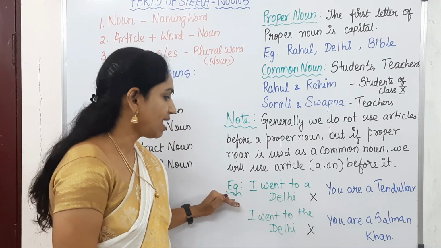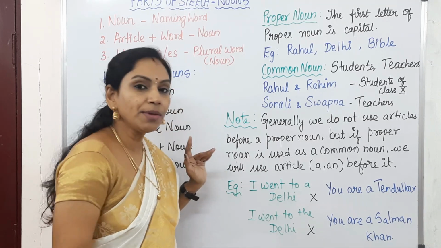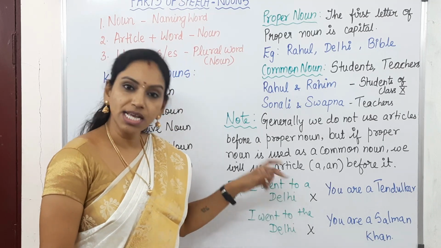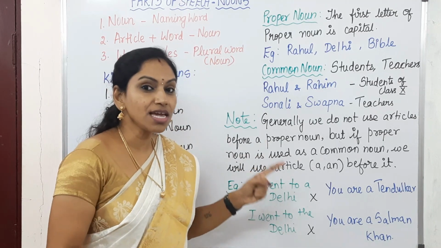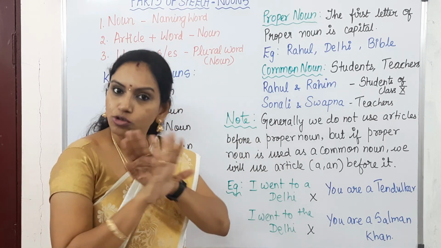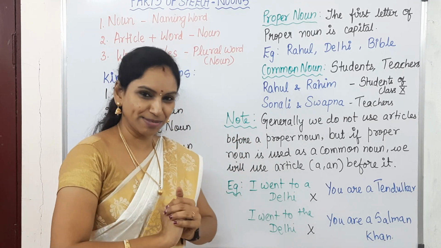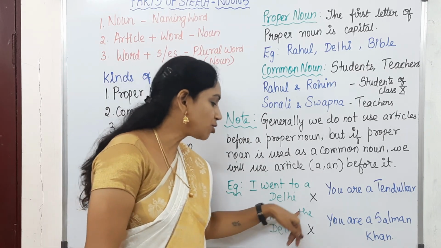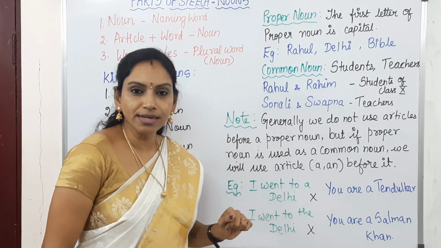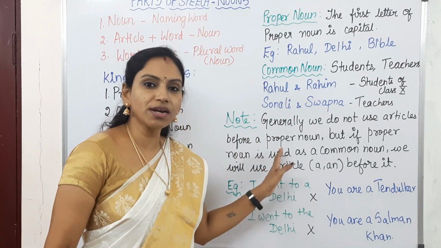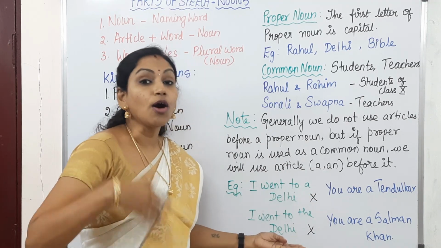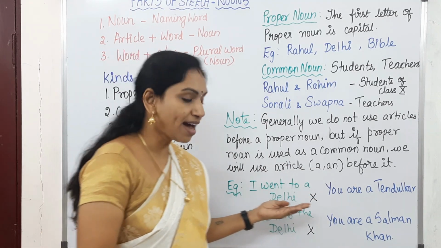Let me tell you an example. I am writing the sentence like "I went to a Delhi." Is it right? Delhi is a proper noun, and I am using Delhi as a proper noun, so I should not use articles. "I went to the Delhi." Again, I am using an article here. Delhi is used as a proper noun, so I should not use an article. So both are wrong. When should I use articles?